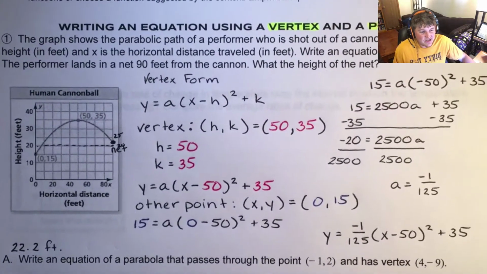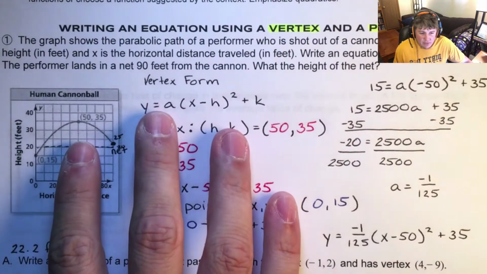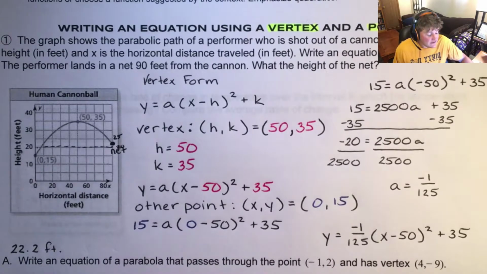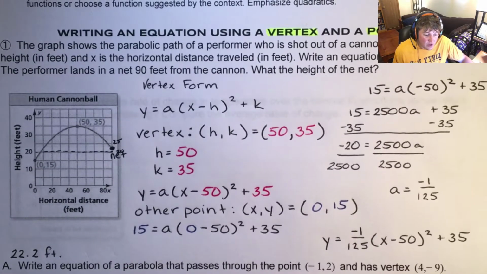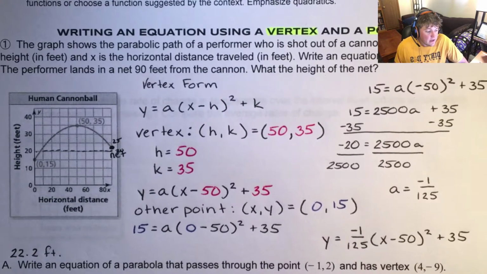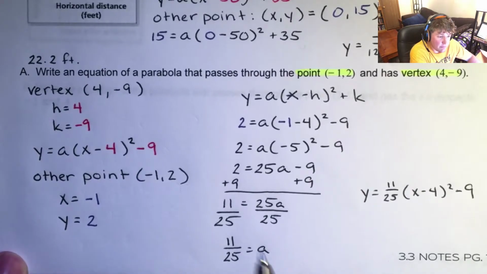to A. It's actually using no problem or setup. This one's just straight up asking, write the equation of a parabola that passes through the point -1, 2 and has a vertex of 4, -9. Okay, so I'm going to ask that you do that right now, and you can check my work with me here in a moment. Okay, so I'm assuming that you have already paused the video and tried this on your own, and here's my work.